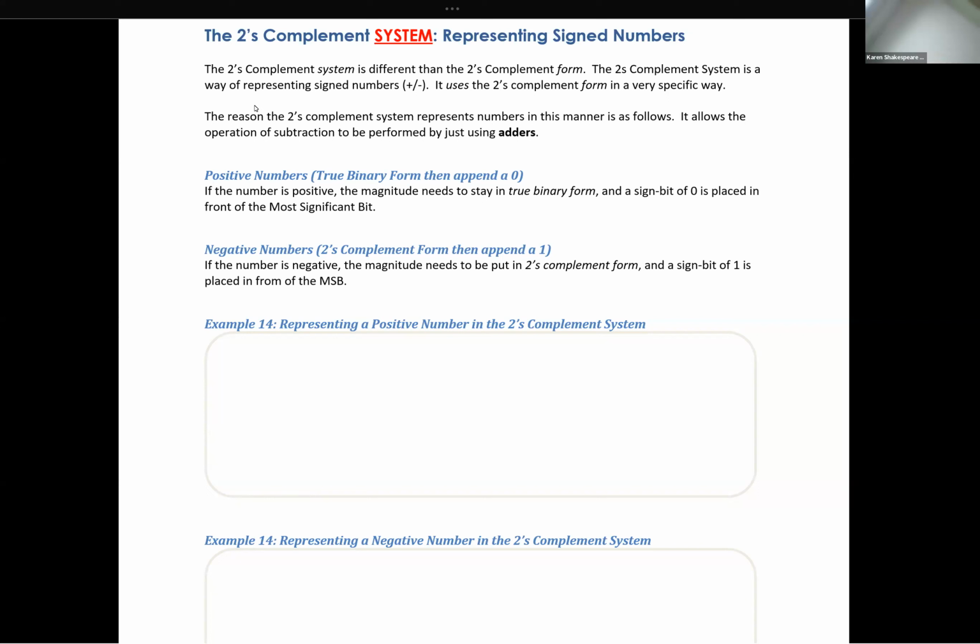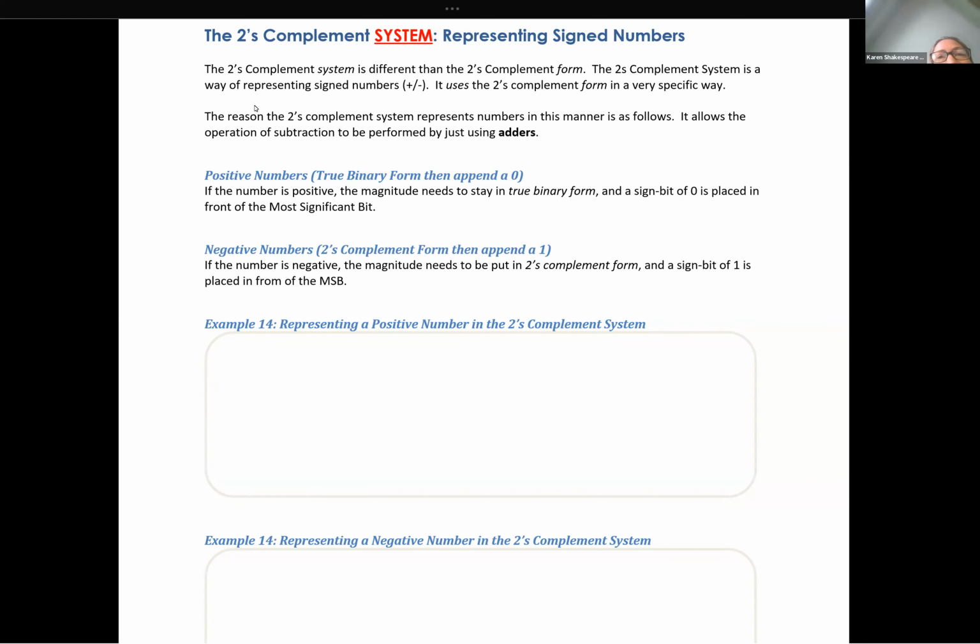So the 2's complement system uses 2's complement numbers. It's different than the 2's complement number or the 2's complement form, but it is actually a way of representing signed numbers on a computer, because we can't just put a plus or a minus beside them. This allows us to use the operation of subtraction by just using adders, right?